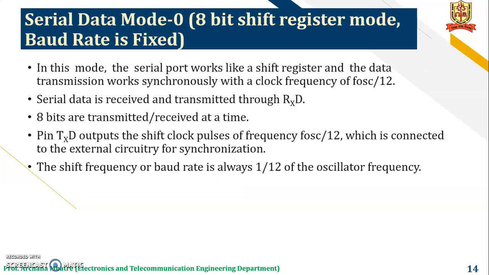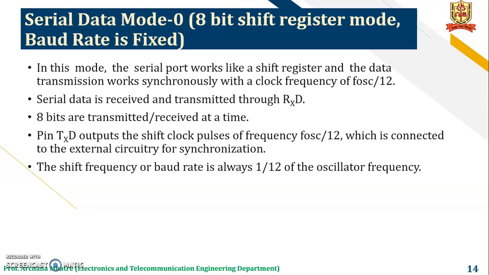First is serial data mode 0, that is the 8-bit shift register mode, and the baud rate of this mode is fixed. In this mode, the serial port works like a shift register and the data transmission works synchronously with a clock frequency of F oscillator divided by 12. The oscillator frequency of the microcontroller is either 12 MHz or 11.0592 MHz.